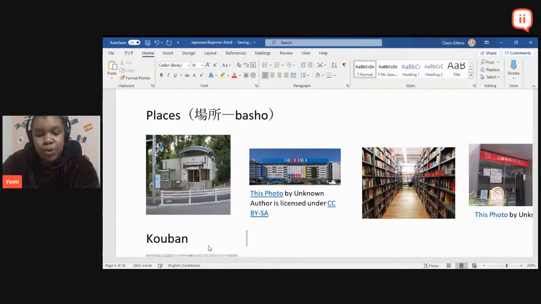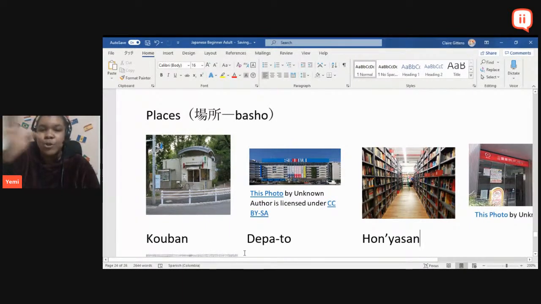Okay, this is a department store and the Japanese is taken from English, depato. Okay? So it's just from department, depato. This is a bookstore and it would be written as honyasan, okay? So the reason for the little dash is because there are two types of N in Japanese. There's the final N and there's also an N that comes at the beginning. So that you don't confuse them, if you write it in English, you need the dash to show that it's the final N.